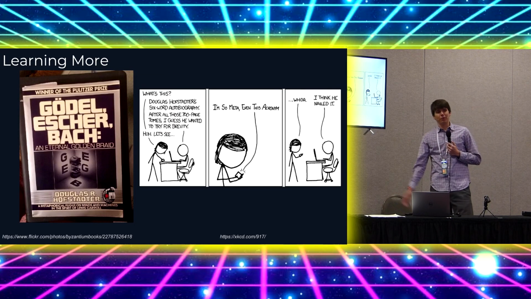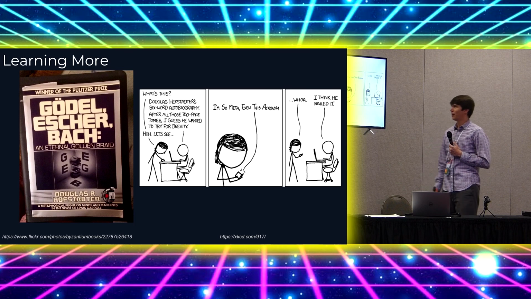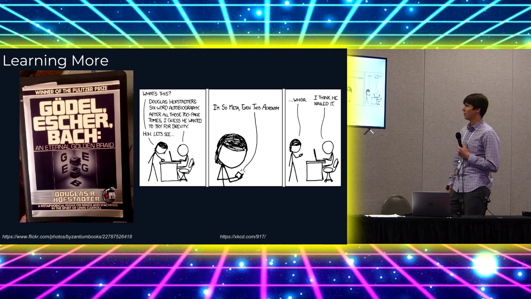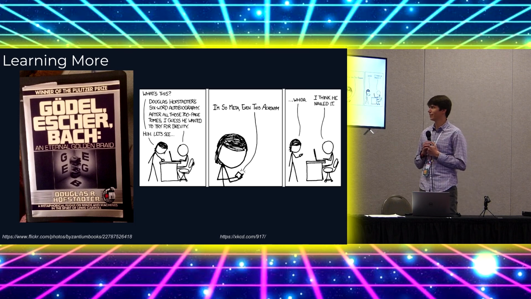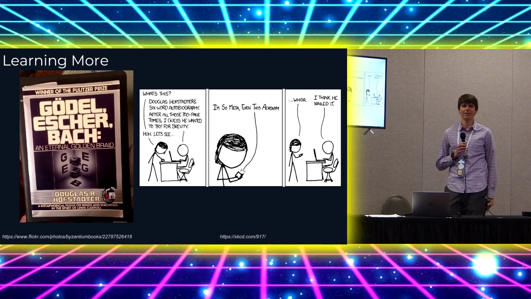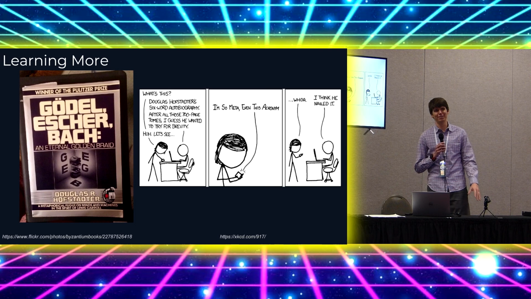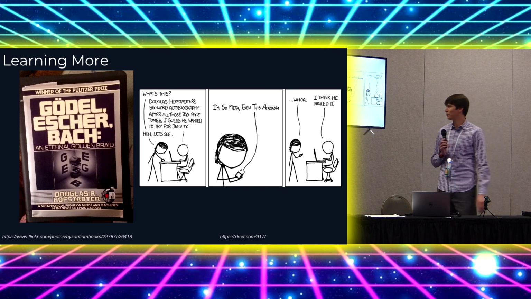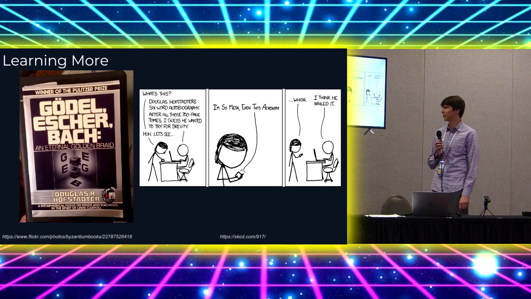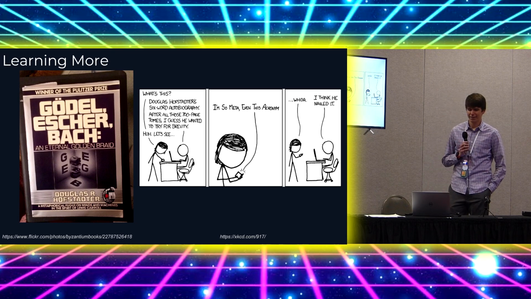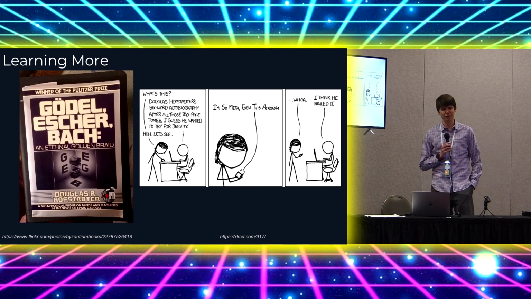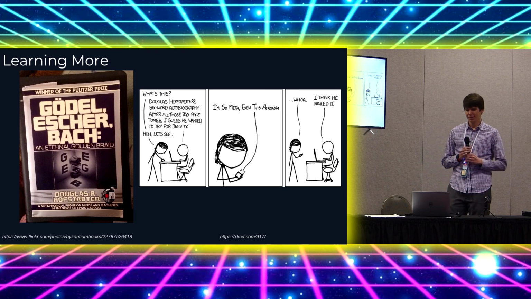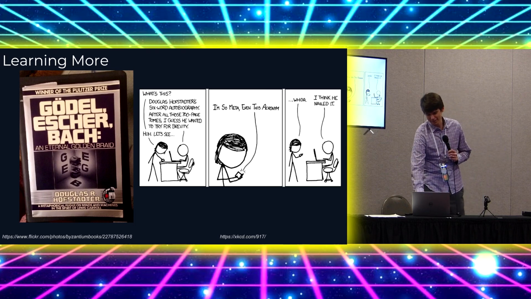If you're interested in learning more about steganography, I recommend Gödel, Escher, Bach by Douglas Hofstadter. It's a book about computer science and AI and many things, but it's also about hidden messages and multiple layers of meanings. Got a little shout out from Randall Munroe of XKCD. I think Randall's right. It is a very meta book. So there's a lot there on encoding multiple meanings.